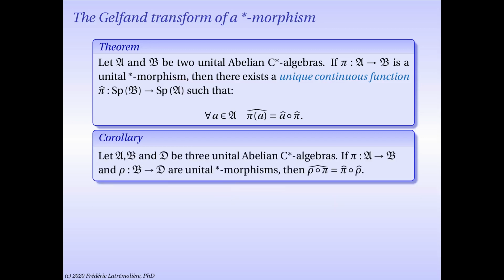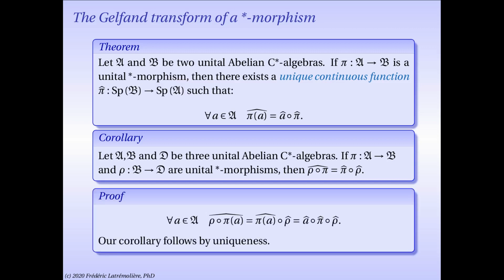So with this uniqueness, we can have a really cool conclusion. If you have three unital abelian C-star algebras, A, B, and D, and you have a unital star morphism from A to B, let's call that pi, and another unital star morphism, let's call that rho, from B to D, then you can calculate the Gelfand transform of rho composed with pi, which is, by the way, a unital star morphism from A to D. And it equals, in fact, the Gelfand transform of pi composed with the Gelfand transform of rho.